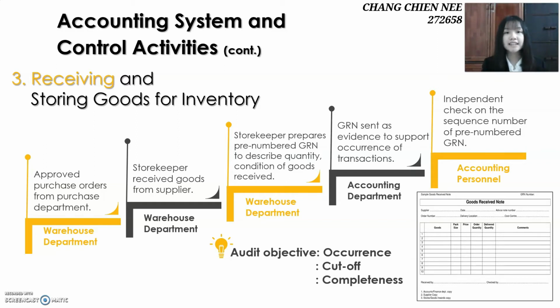The GRN is then sent to the accounting department and serves as evidence to support the occurrence of the purchase transaction. If you are the supplier, the GRN is a document to prove the completion of inventory delivered by your staff to the buyer. To achieve the audit objective of completeness in purchase transaction records, the accounting personnel will perform an independent check on the sequence numbers of the pre-numbered GRNs to prevent fraud or error such as repeated recording or unauthorized usage.